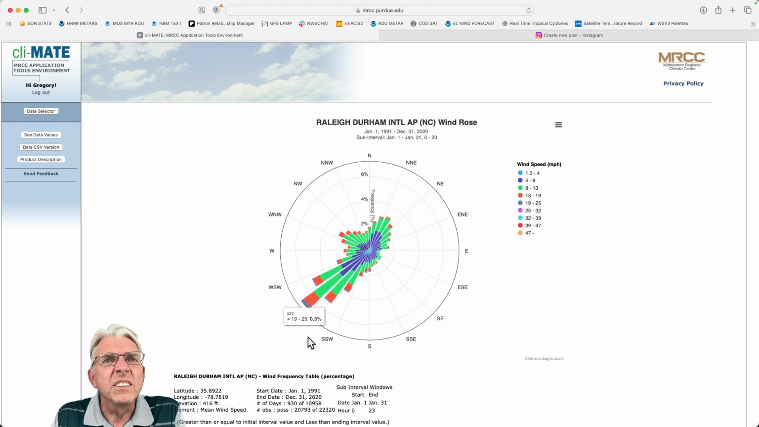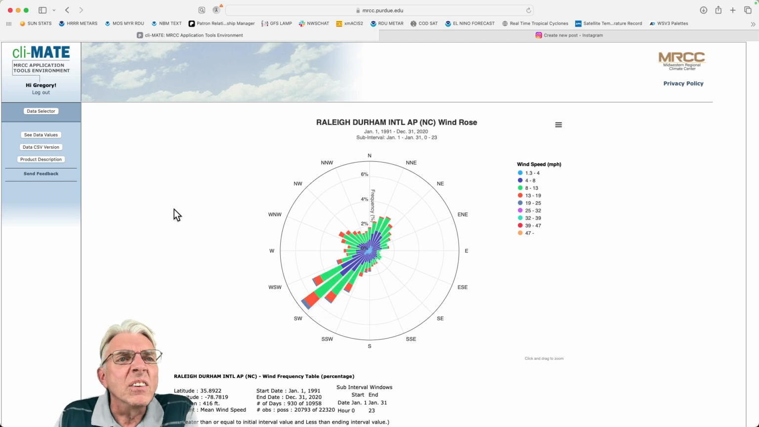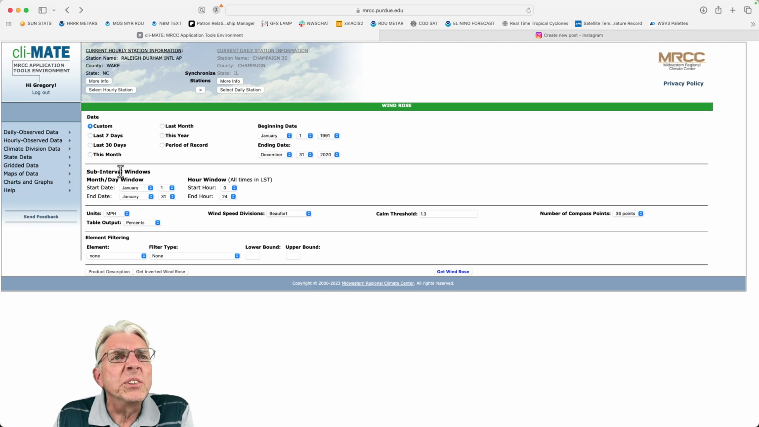So the wind during this period of time in January from 1991 to 2020 came out of the southwest more times than any other direction on here. And you can see there were other times when just about all those directions were observed, but the prevailing ones were in here, southwest.